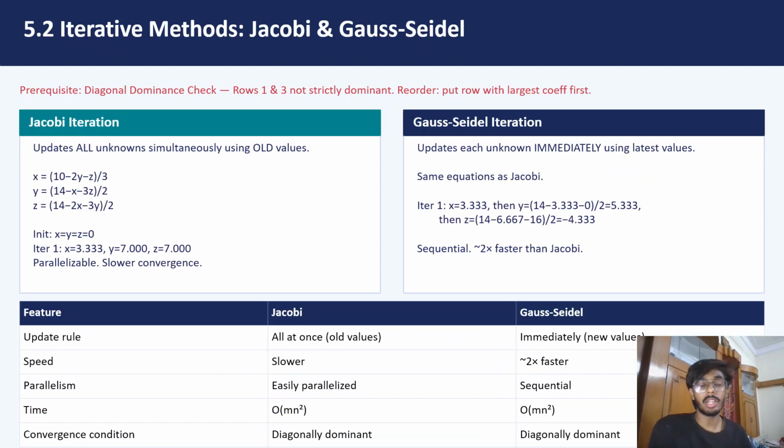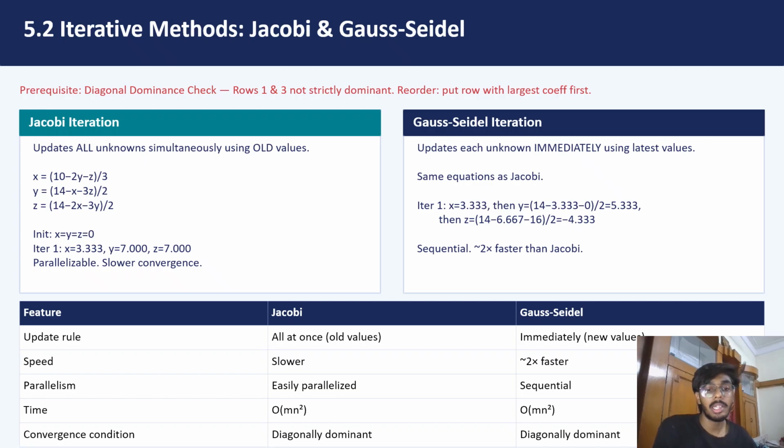The second method we have is the iterative methods, which are the Jacobi method and the Gauss-Seidel method. Both methods convert our system of equations into a matrix and convert that matrix into a diagonal matrix. So what features do they provide? Jacobi provides all the values at once. Seidel provides new values immediately. Speed: Jacobi is slow. Gauss-Seidel is much faster than Jacobi. Parallelism: Jacobi can easily be parallelized. Gauss-Seidel cannot be parallelized; it needs to be executed sequentially.